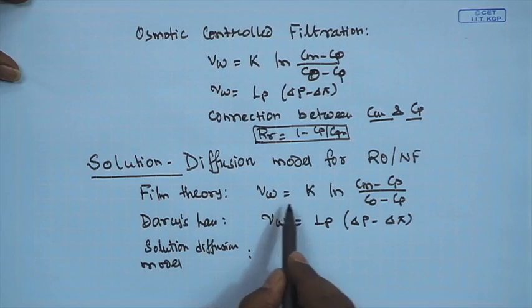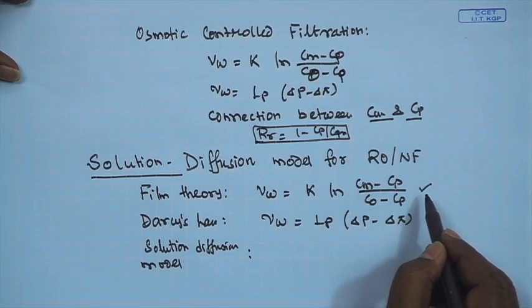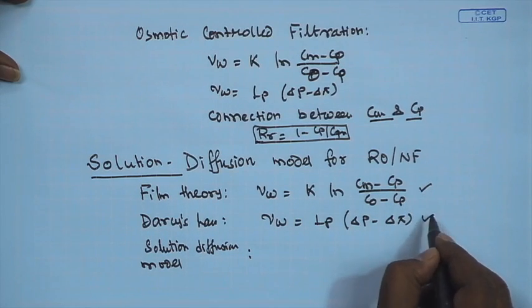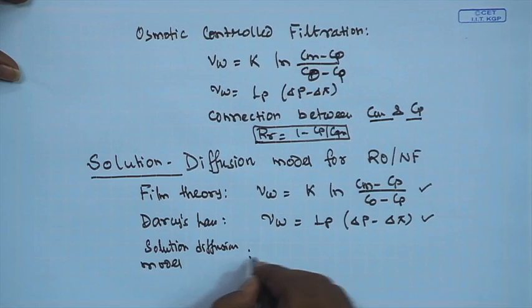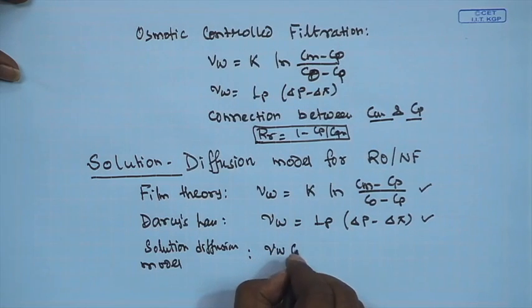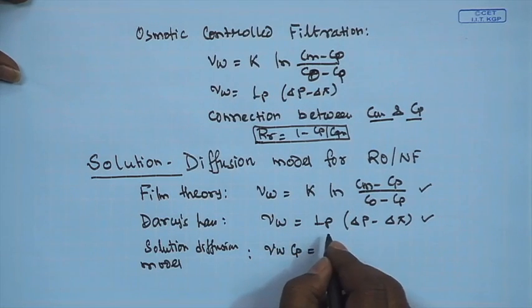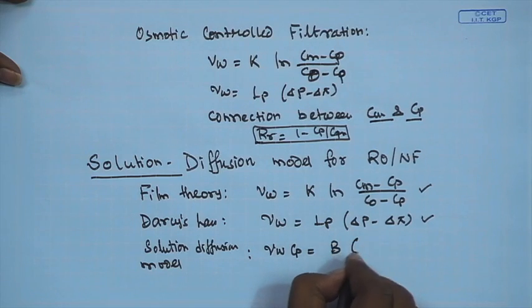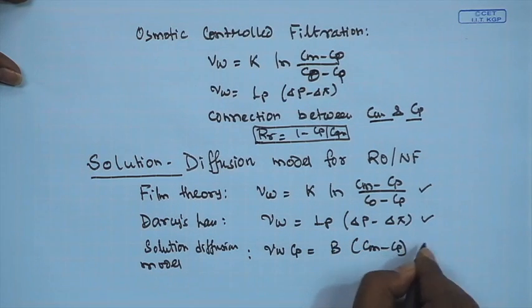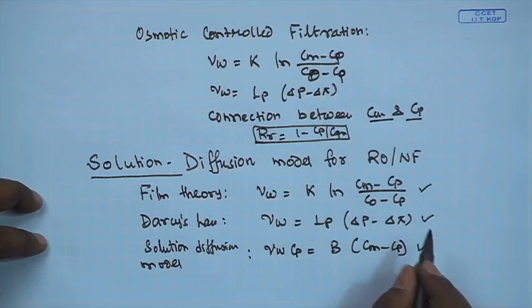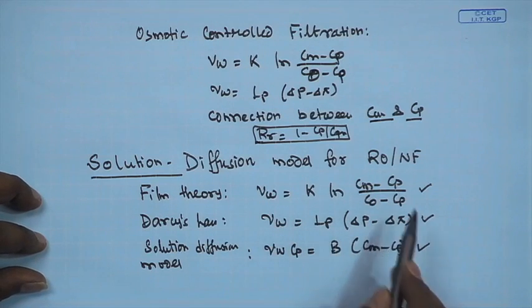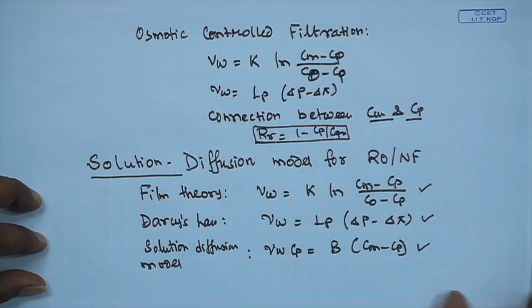So, these will be giving you the solvent flux through the mass transfer boundary layer, solvent flux through the porous membrane, and the solute flux through the porous membrane. Vw Cp is equal to B (Cm minus Cp). So, we will be having three equations and three unknowns Vw, Cm and Cp, and can get the system prediction.